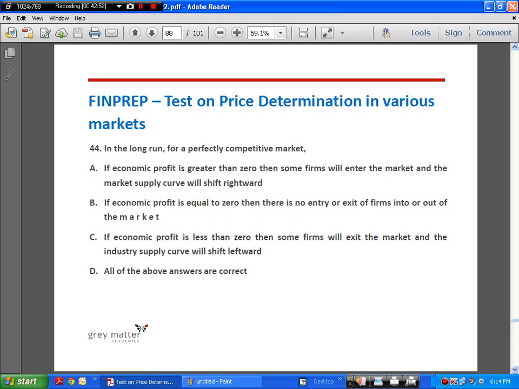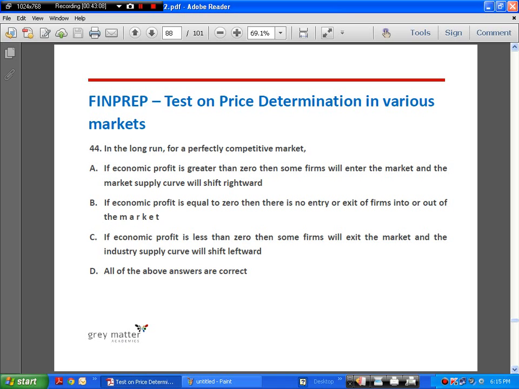44th question. In the long run, for a perfectly competitive market, so here we have options related to when firms will enter and when firms will leave the market.